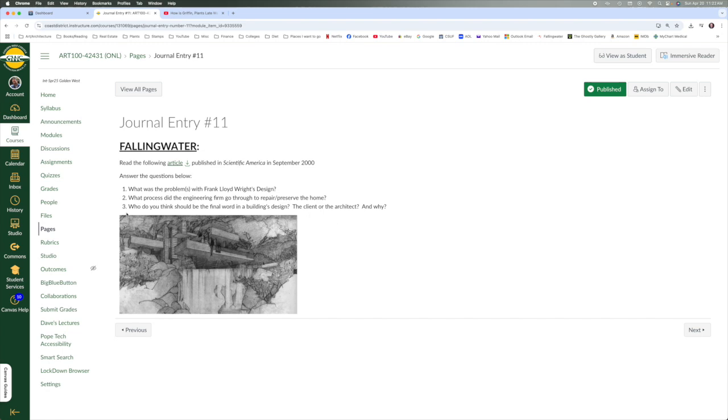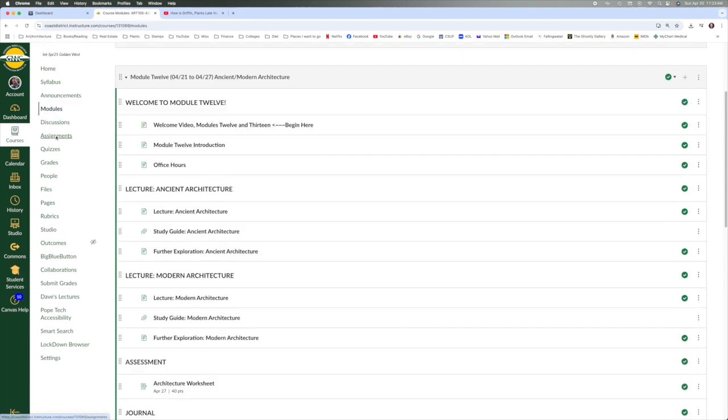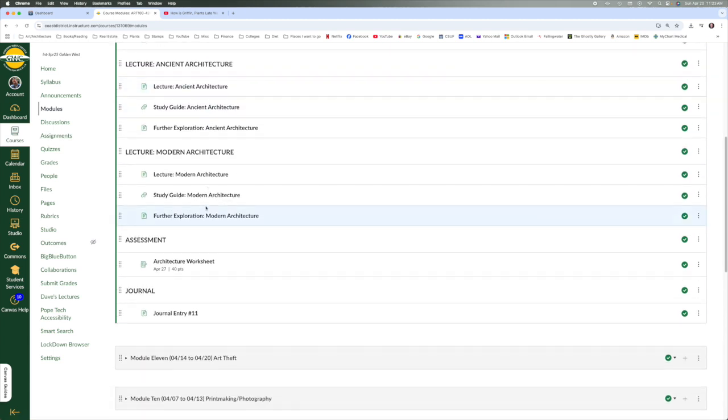The final question down here, question 3, just asks you an opinion question. Should the client or architect have the final word in the building's design? It does have to be one or the other. It cannot be both.